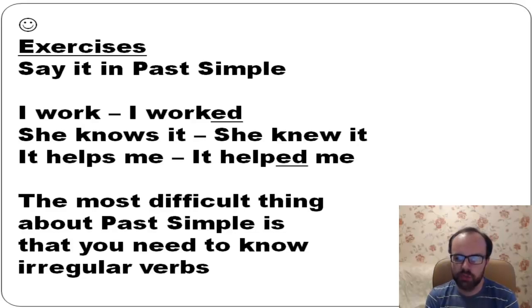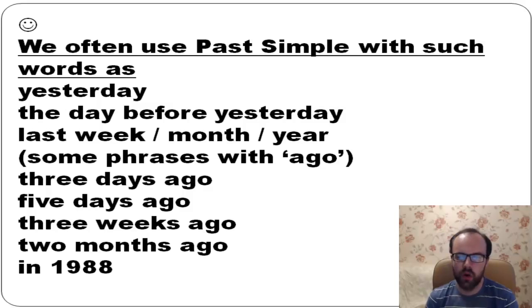Exercises. Say it in past simple. I work, I worked. She knows it, she knew it. It helps me, it helped me. The most difficult thing about past simple is that you need to know irregular verbs. We often use past simple with such words as yesterday, the day before yesterday, last week, last month, last year, some phrases with ago: 3 days ago, 5 days ago, 3 weeks ago, 2 months ago, in 1988, for example.